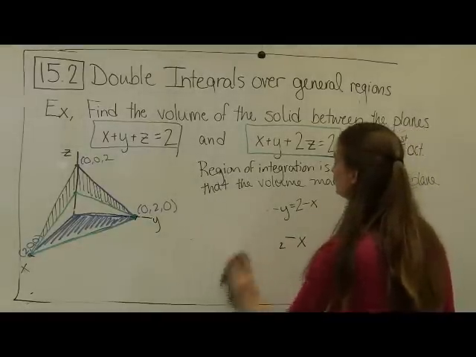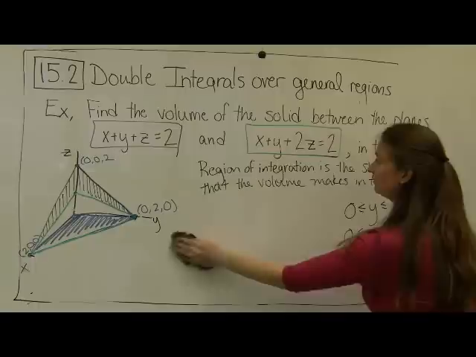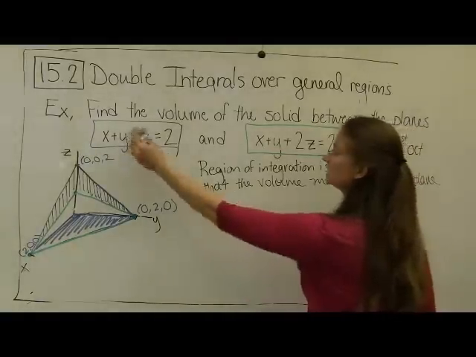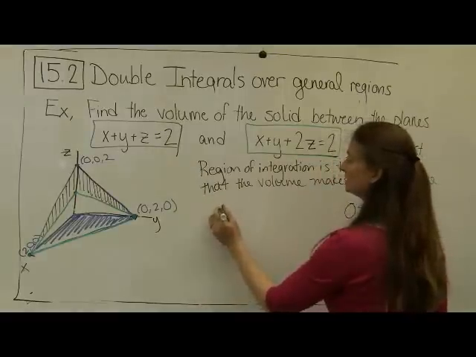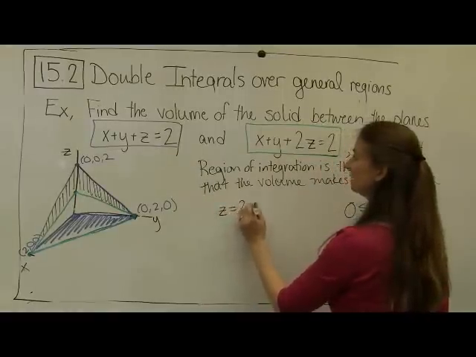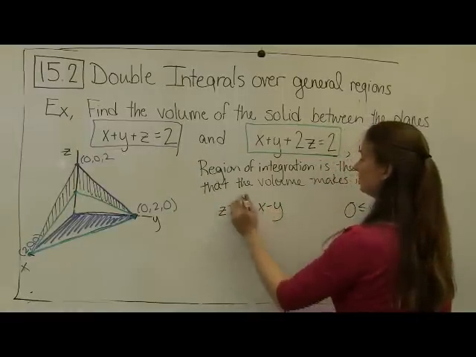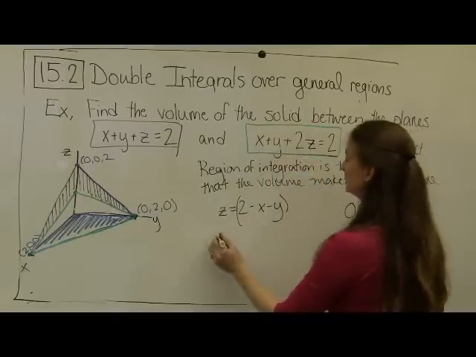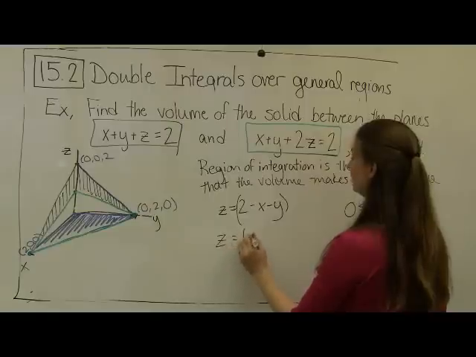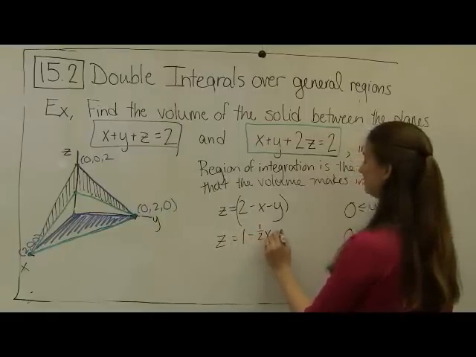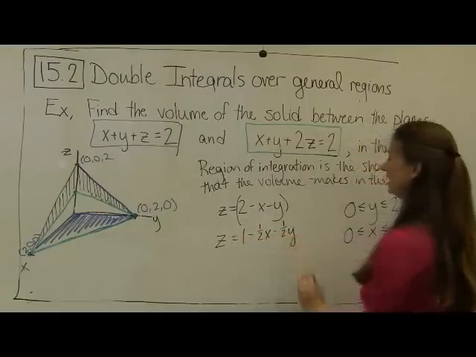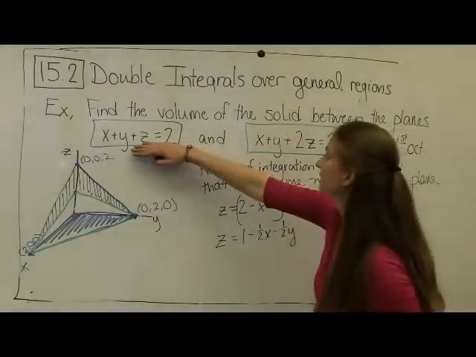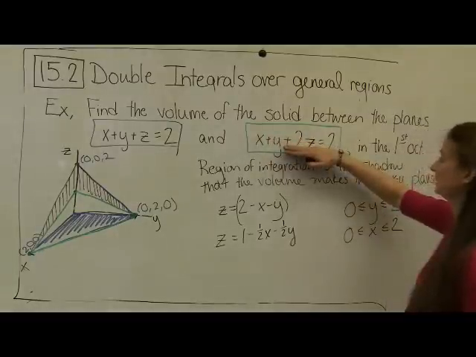We need to come up with our function. In this case, we're going to solve for our z values. Using our blue function, we see that z is equal to 2 minus x minus y. That's one of our z functions. And this other z function is given by 1 minus 1/2 x minus 1/2 y. We want to know the upper plane function minus the lower plane function.